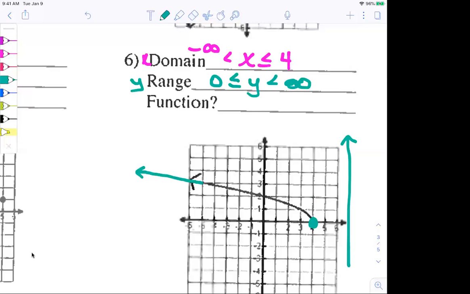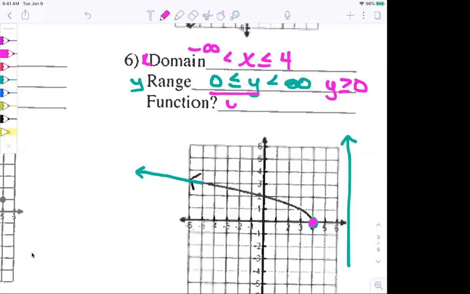Or I could just say, taking this part right here, y is greater than or equal to 0. Because that's really what the graph is showing. It starts at 0 on the y value. I know you're thinking, yeah, but it's at x equals 4. But remember, range is y. So the y value is 0, and then it goes above it, continues to go above 0. So y is greater than or equal to 0.